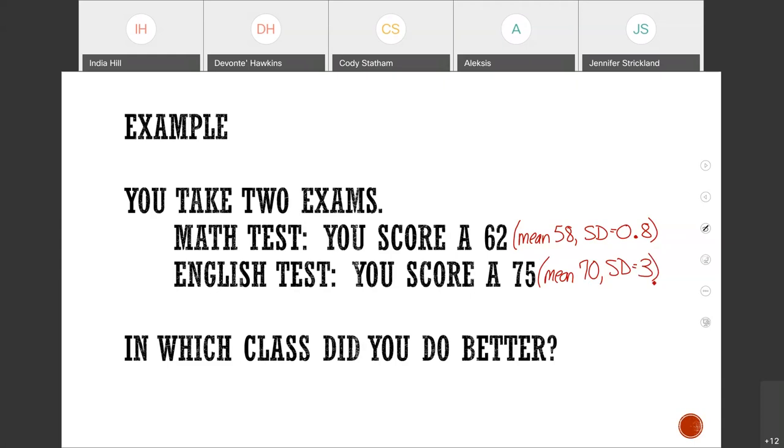When the question asks us in which class did we do better, it's really asking in which class did I have a higher position. So let's go ahead and calculate a Z-score for each one. For math, remember our formula says that we're going to take the value minus the mean and divide by the standard deviation. The value is your particular score. For the math, your score was a 62. That's going to go in for the value. They told us the mean on that test was a 58, and the standard deviation was 0.8.